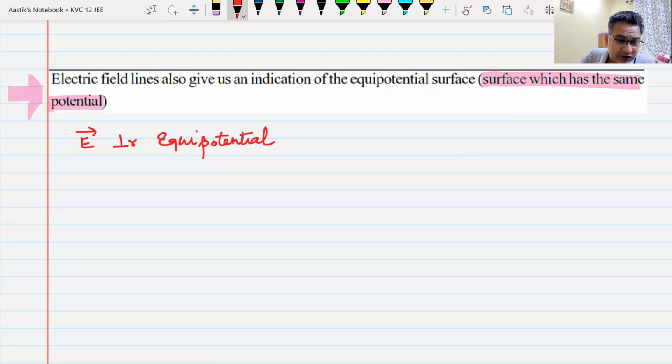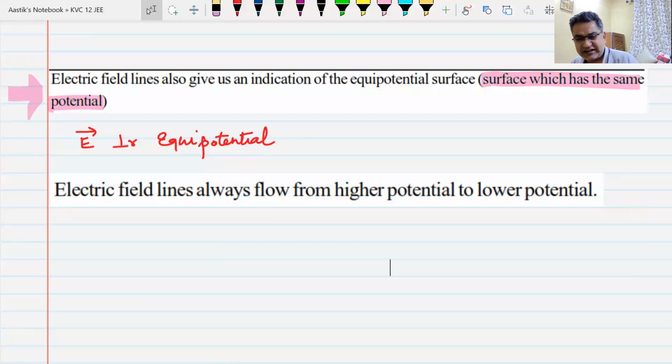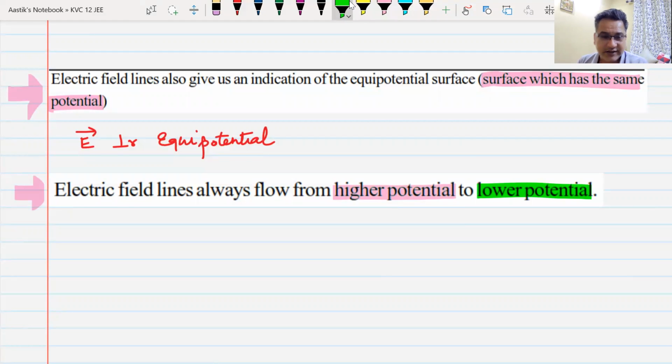And since we have done this, we can also do the last point. Electric field lines are always directed from a point of where to where? Higher potential to lower potential. Positive and negative mean higher and lower actually, so higher and lower are the better terms. Higher potential and lower potential.